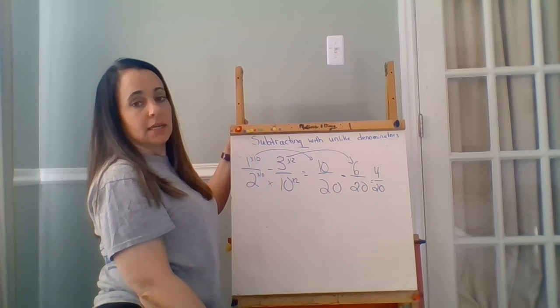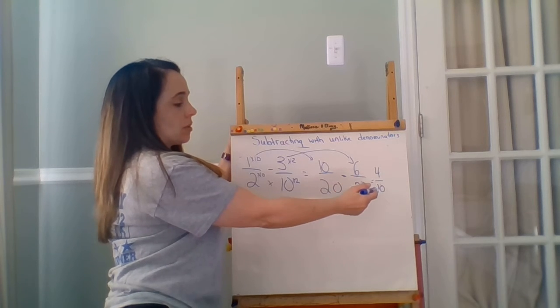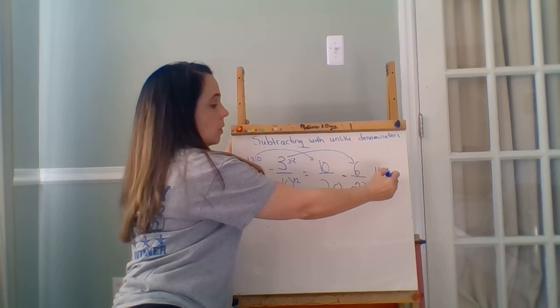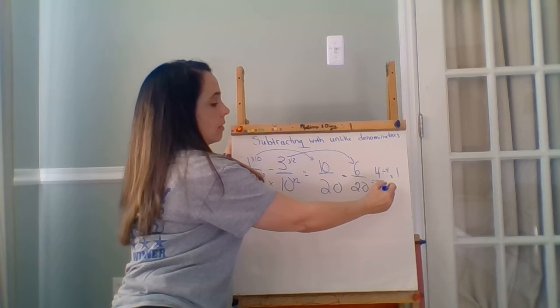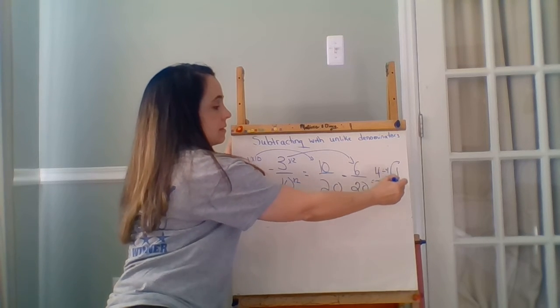Denominator stays the same. That could be simplified. Greatest common factor, which you should know by now, is 4. 4 divided by 4 is 1. 20 divided by 4 is 5. So that gives you 1/5 as an answer.